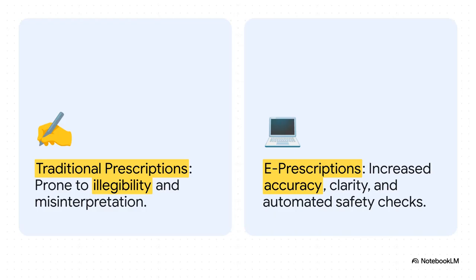I mean, just look at the difference when you put them side by side. It is night and day. Where the old way had bad handwriting, the new way has perfect clarity. Where there was a huge risk of misinterpretation, now we have software that can flag potential errors. Plus, it's way harder to forge an e-prescription. And, this is huge, the system can automatically check for things like drug allergies and interactions.